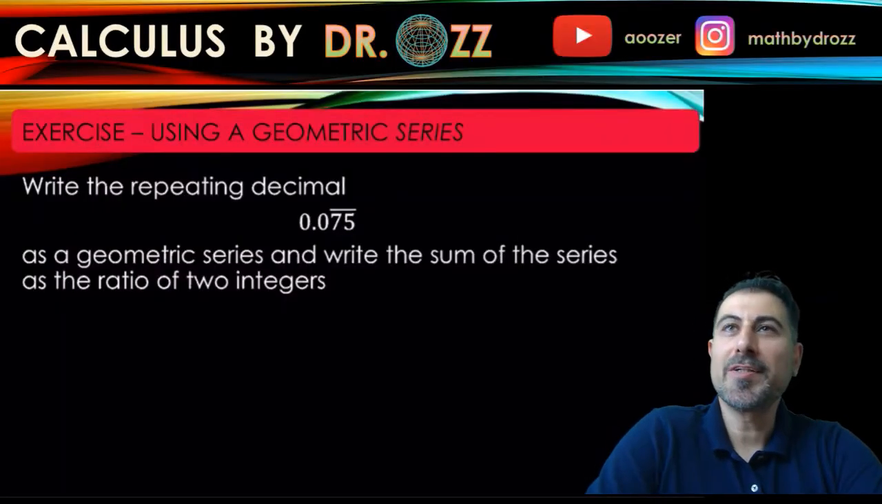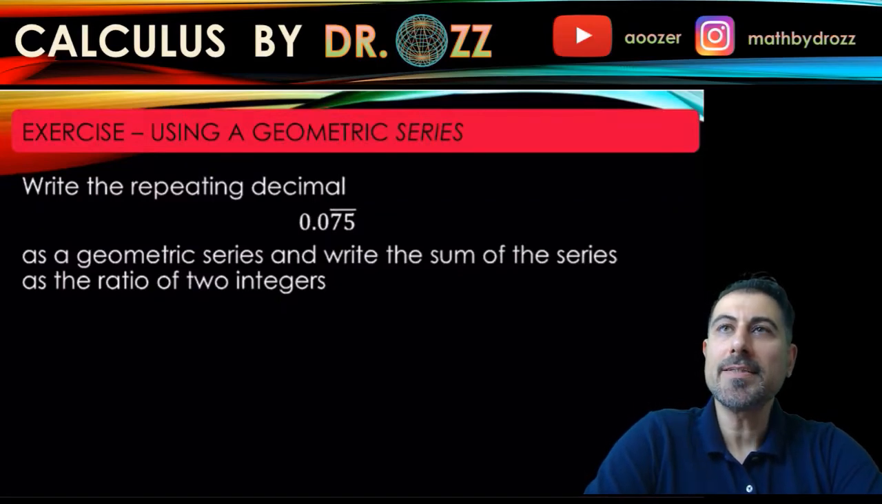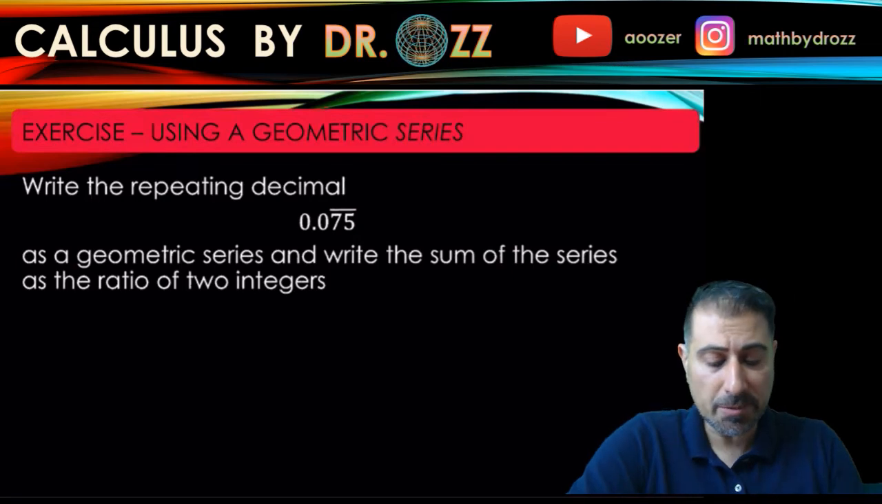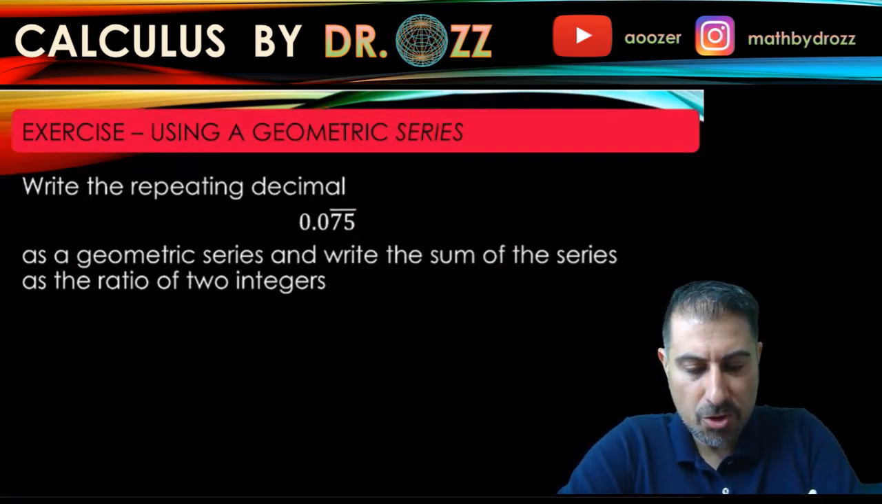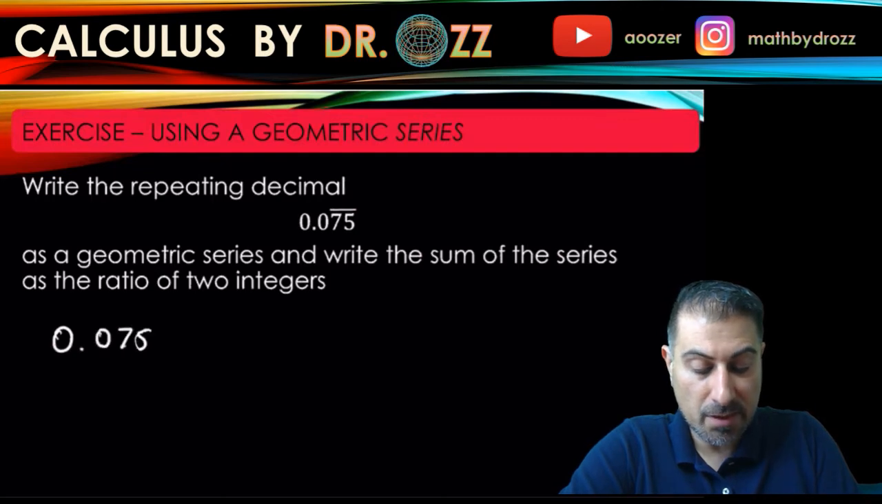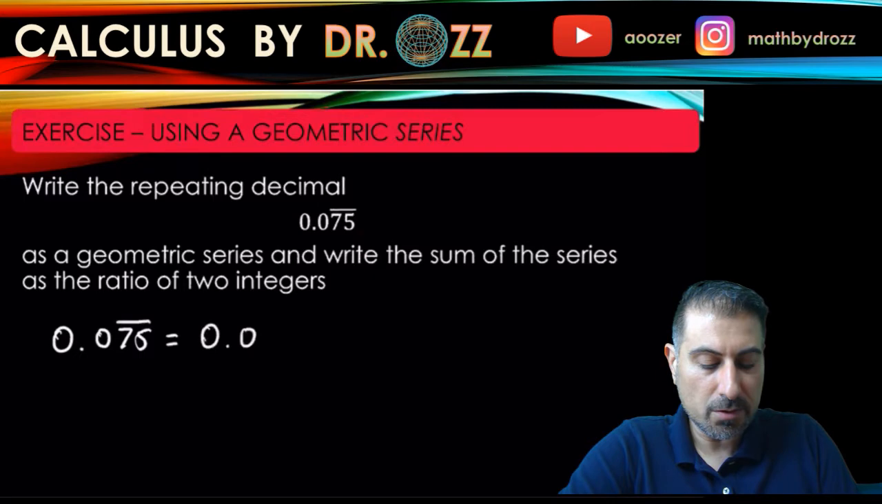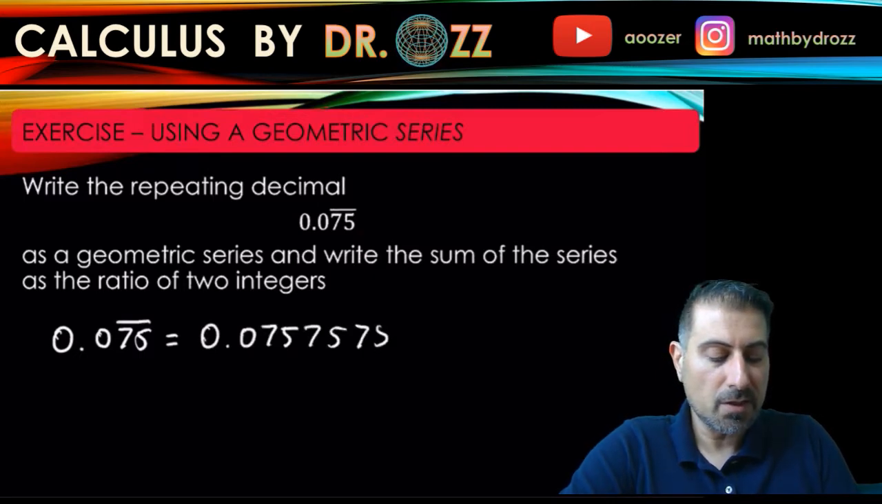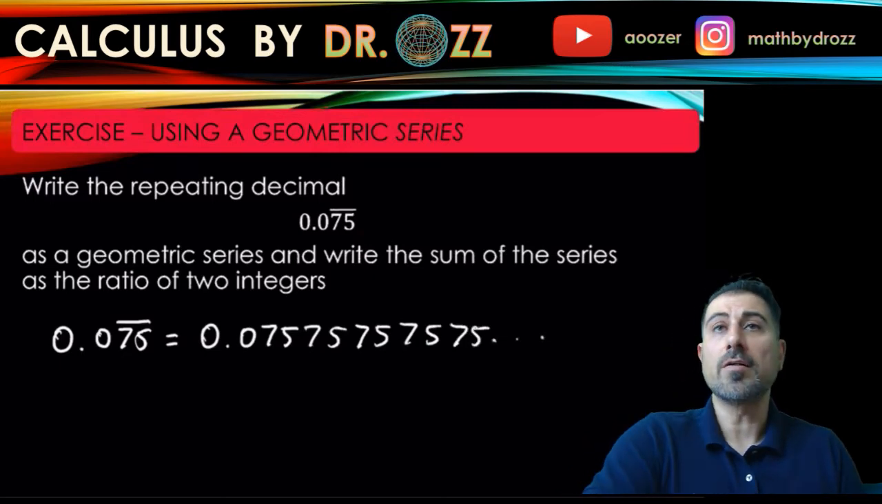For this problem, we're going to write the repeating decimal in terms of a geometric series. But first, let me write what the repeating decimal means. This essentially means that I'm going to put 0.075 and 75, which repeats itself. So this goes on and on and on.